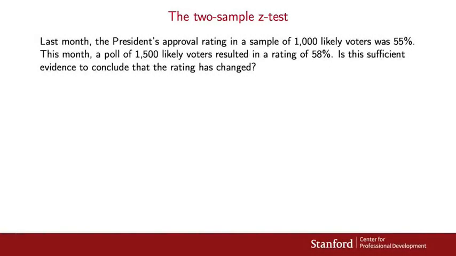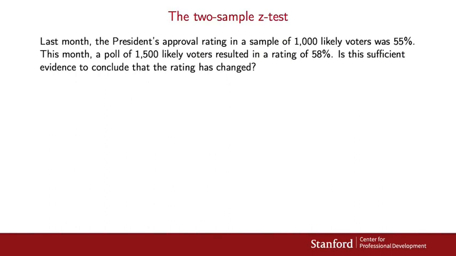Now let's look at a slightly different situation where it turns out we can use a z-test. Last month, the president's approval rating in a sample of 1,000 likely voters was 55%. This month, a poll of 1,500 likely voters resulted in a rating of 58%. So the question is whether that's sufficient evidence to conclude that the rating has changed. In this case, we want to compare these two percentages.